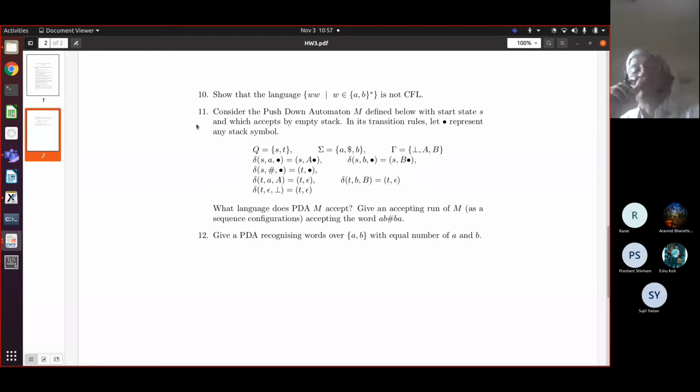So this was question 11. But I am doing 12. If I do 12, I think you will be able to do 11 yourself. It's not difficult.